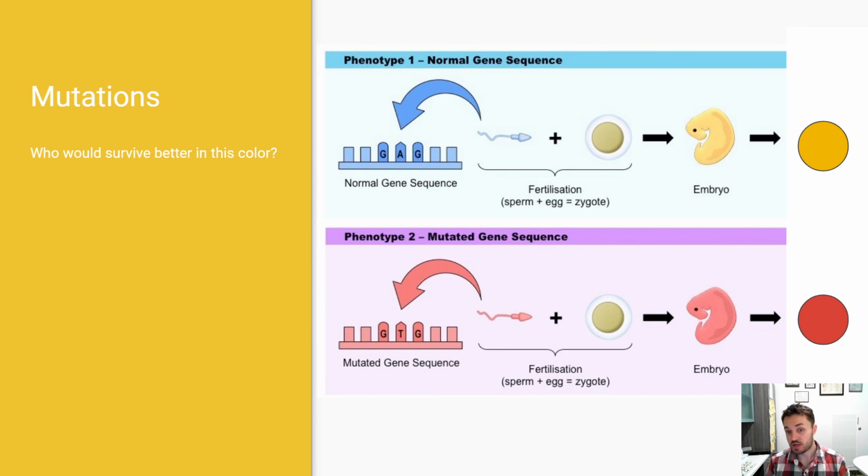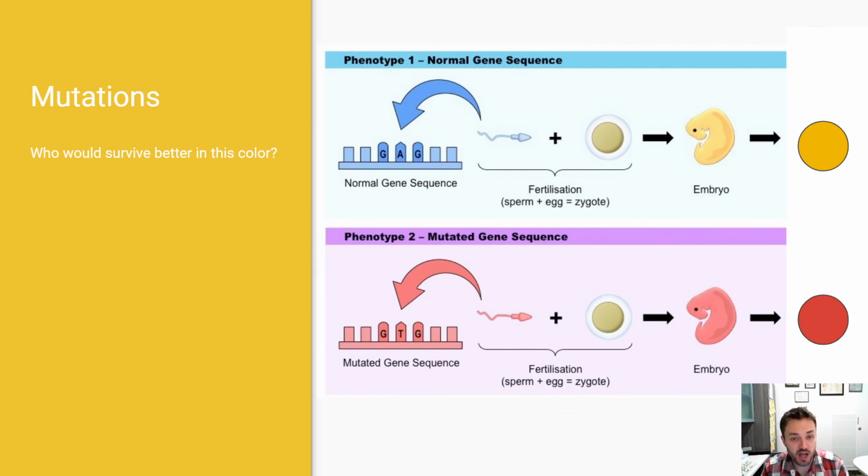Usually mutations are bad. In this scenario, the normal gene sequence, which is on top, goes like this. But let's say there was a mutation here in this T, it changed to a T instead of an A, and that resulted in an embryo that turns out to be a red circle instead of the normal yellow. Again, if this is the typical environment, the mutation is going to suffer far worse, and so this mutation is going to die out.